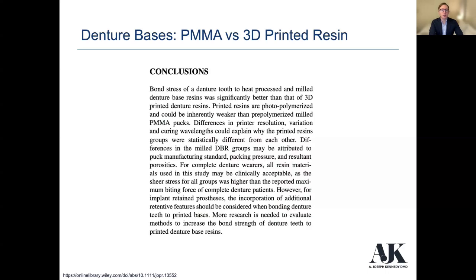So conclusions here: the bond stress of a denture tooth to heat process and milled denture base resins was significantly better than that of 3D printed denture resins. So printed resins are photopolymerized and could be weaker inherently than these pre-polymerized milled PMMA pucks. Obviously, there are differences in the printer resolution, and variation in curing wavelengths could explain why these printed resin groups were statistically different from each other. But generally, for complete denture wearers, this is a nice takeaway here.